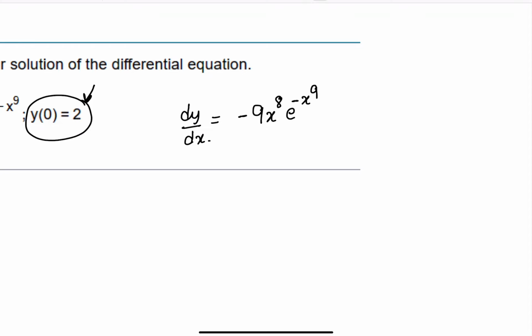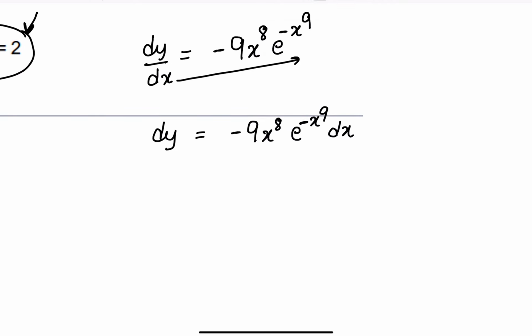So I'm going to take the dx and cross multiply, and you're going to see in a minute y. So I have dy is equal to negative 9 x to the power 8 e to the power negative x to the power 9 dx. And you know what I have to do? I have to simply find the integral. I'm not going to put a 1 all the time, but you know there is a 1 here.